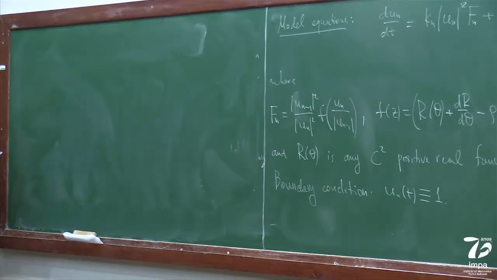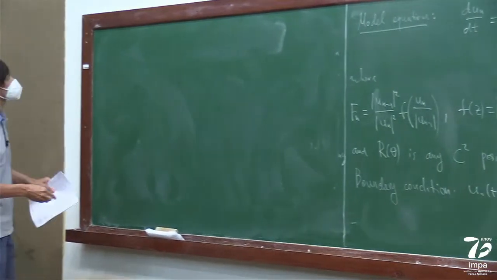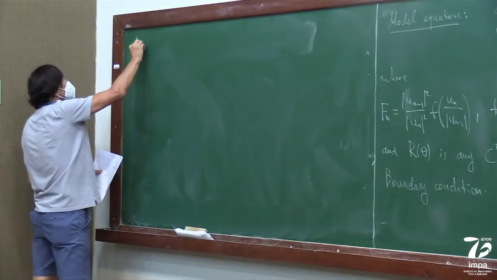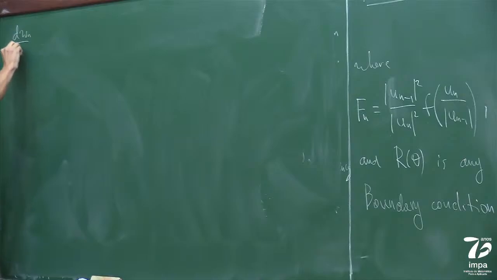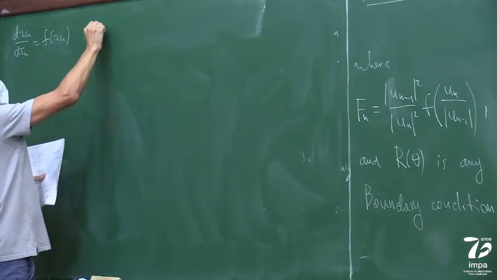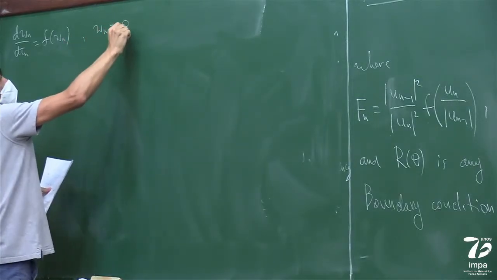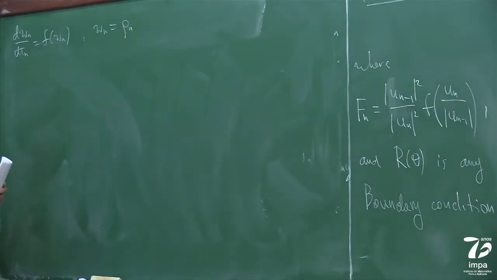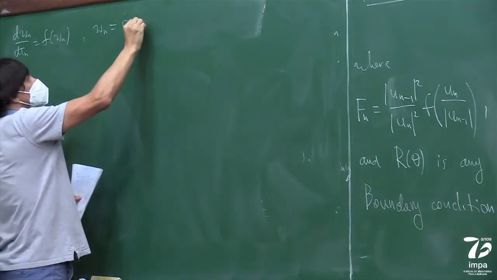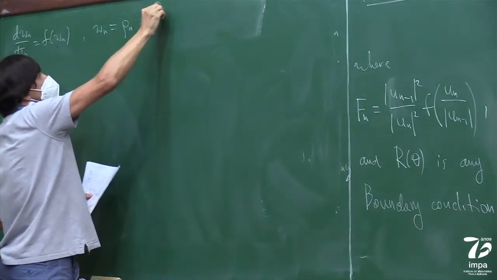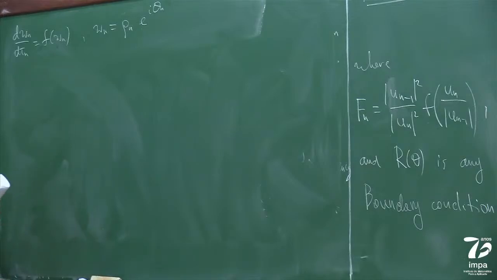Okay, so what do we do? Having this equation, we now split. W is complex, so we represent it in polar coordinates: absolute value and phase. And just check that.